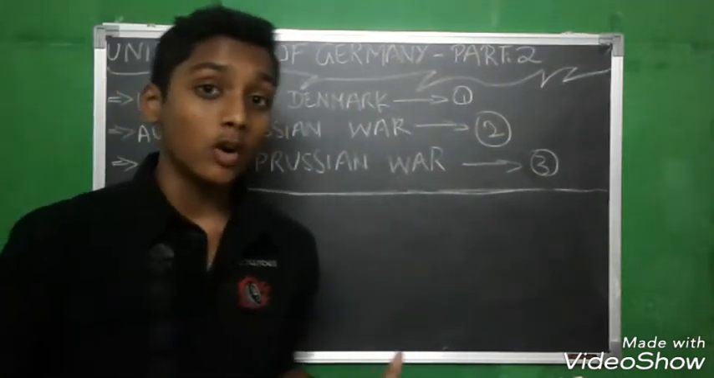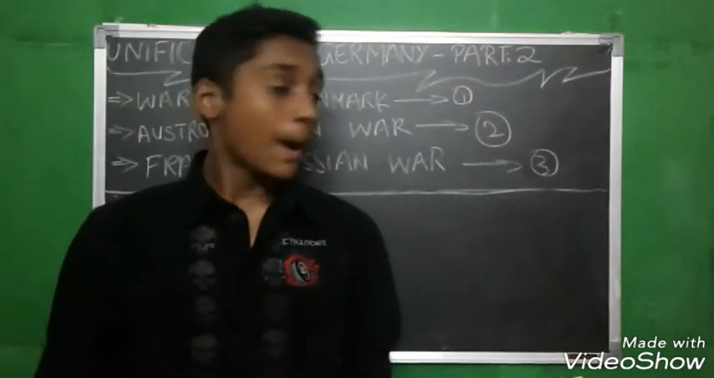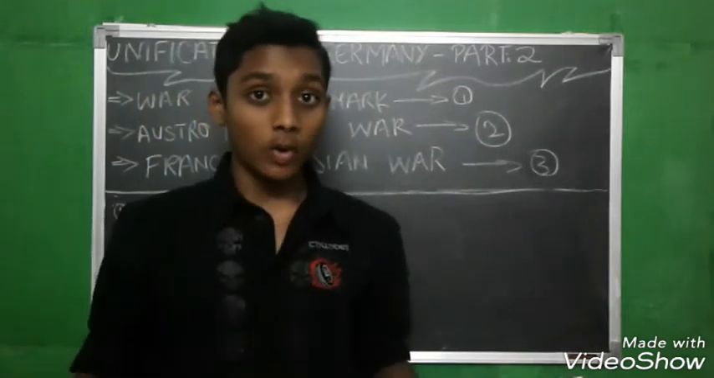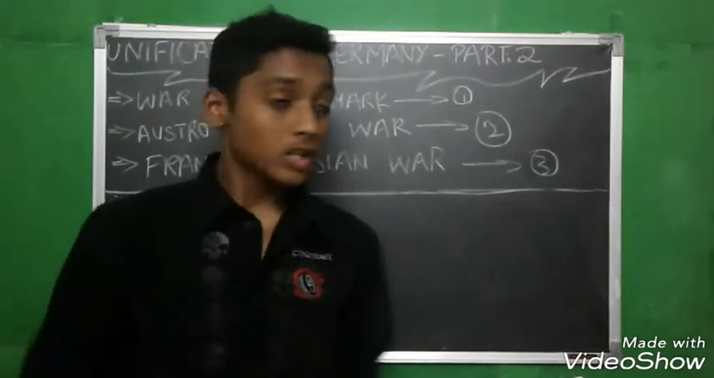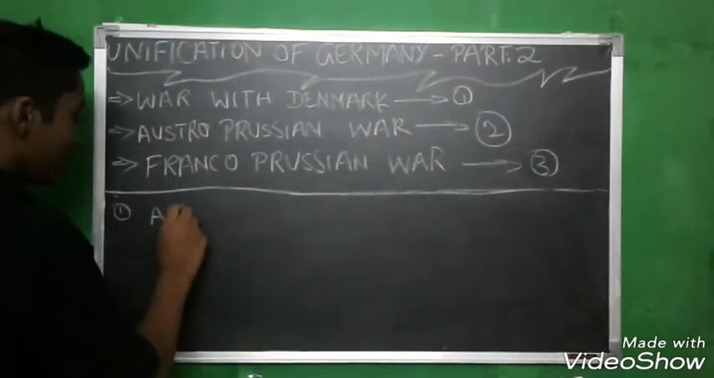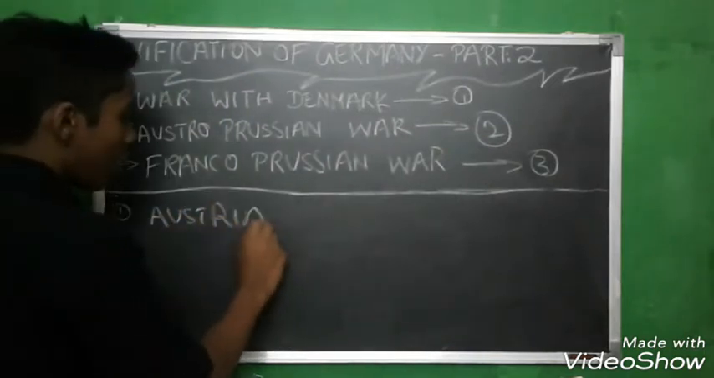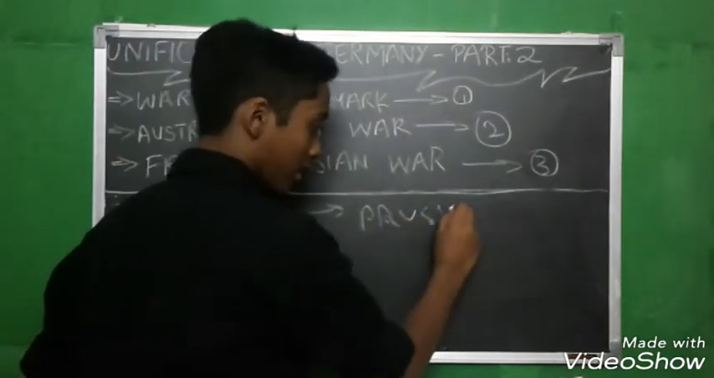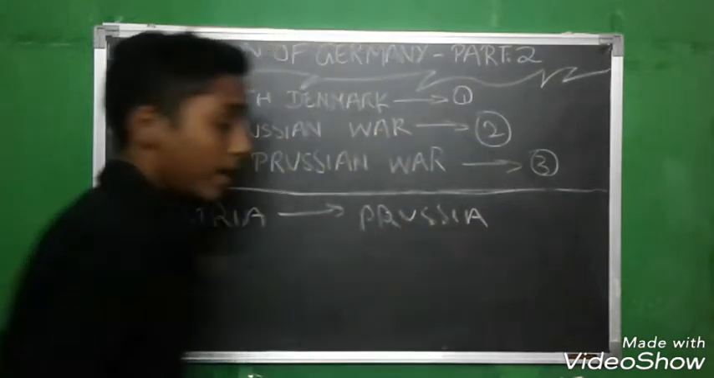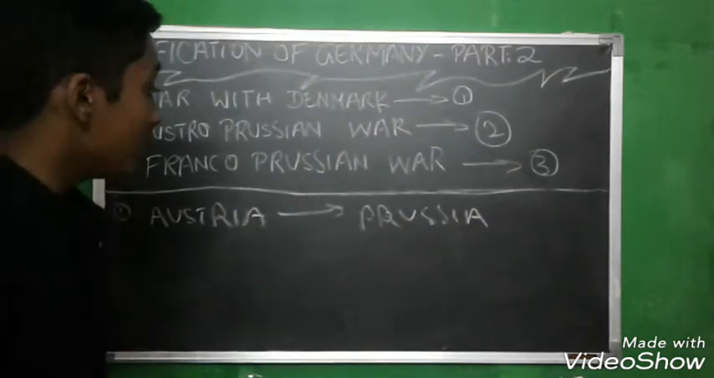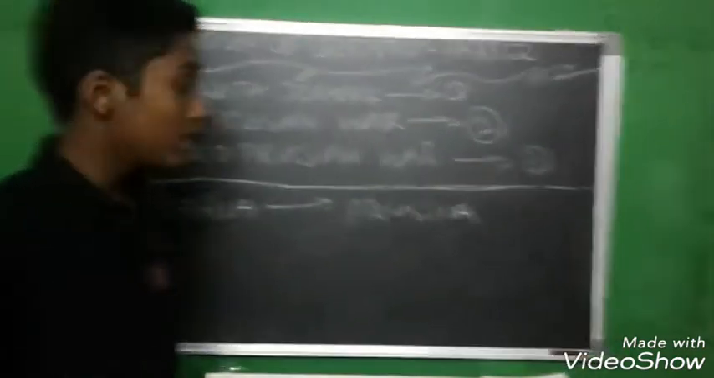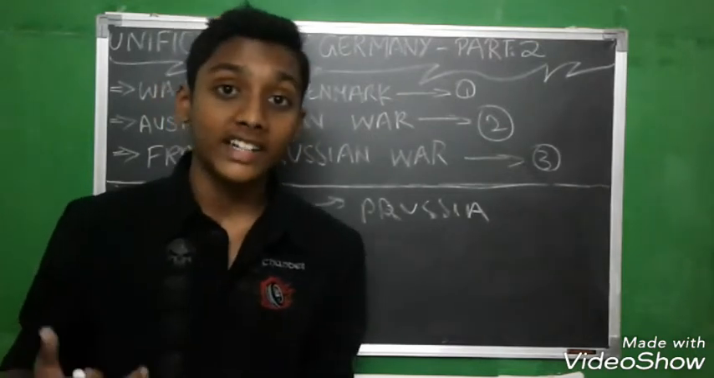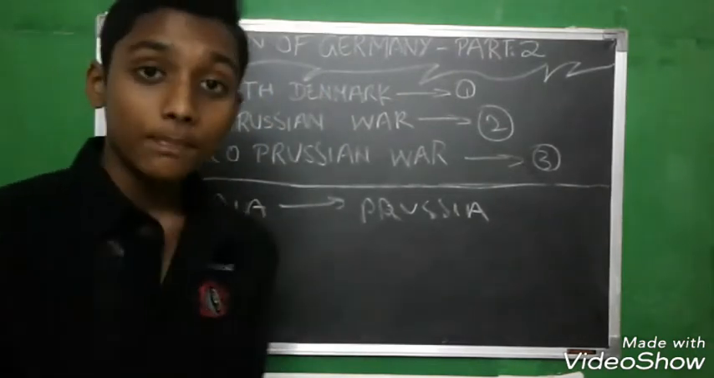It is obvious that this war was led by Prussia, but not only Prussia. Even Austria contributed in this war. Austria came together with Prussia, and obviously two can defeat one. So Denmark was finished in this war. But what was the reason for the war between Denmark and Prussia and Austria?